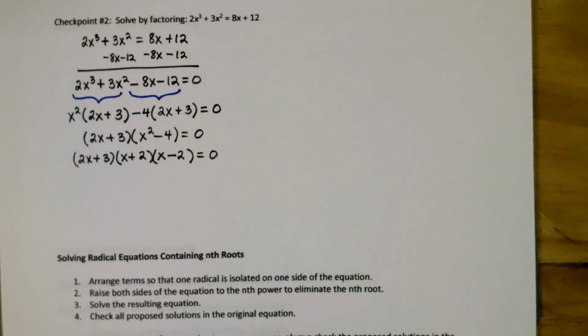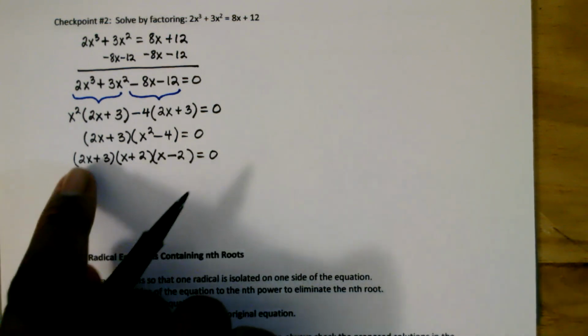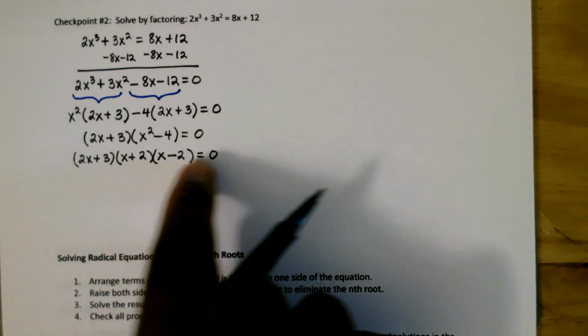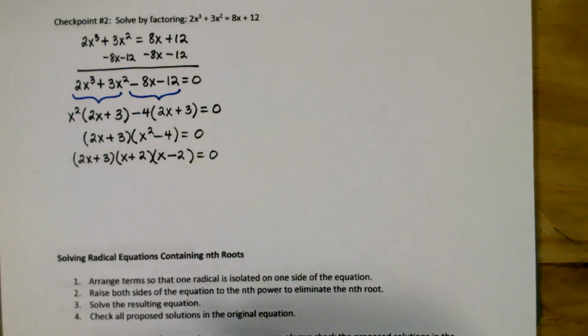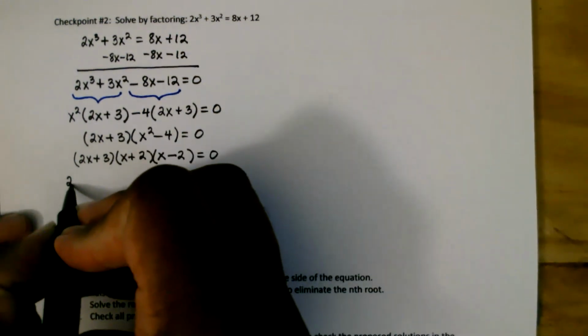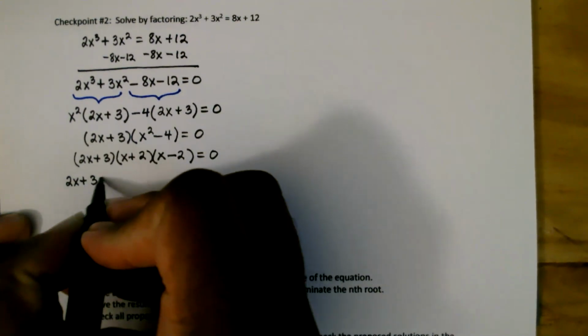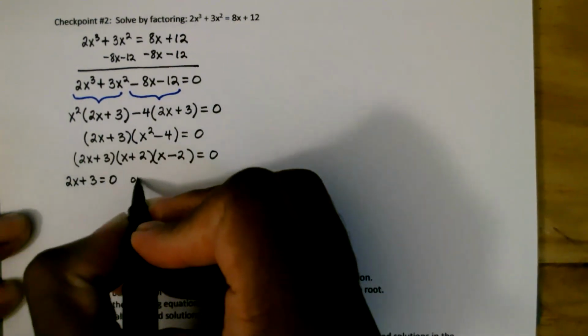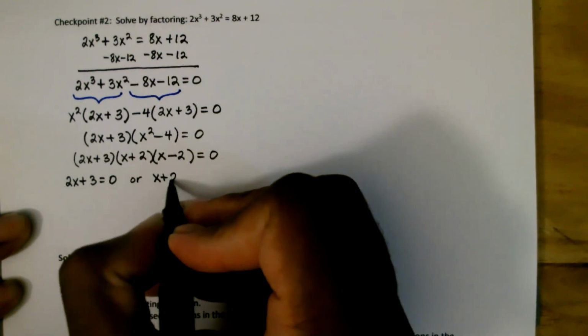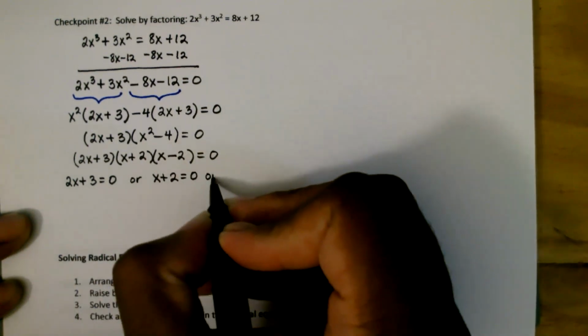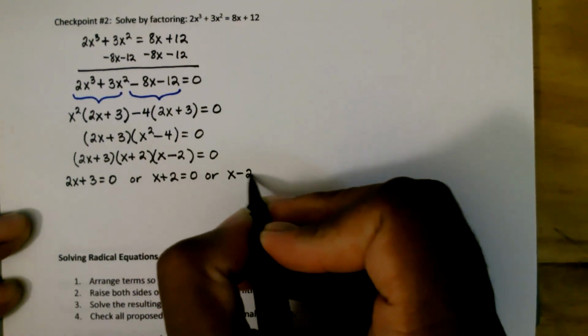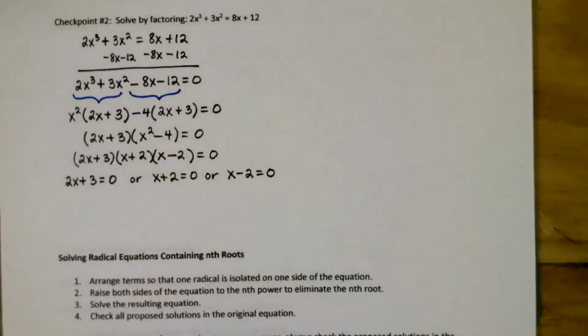So (2x + 3)(x + 2)(x − 2) = 0. This is factored completely. Now we're going to set each of these binomial factors equal to 0. So this means 2x + 3 = 0, or x + 2 = 0, or x − 2 = 0. And then for each one of these, we're going to solve for x.